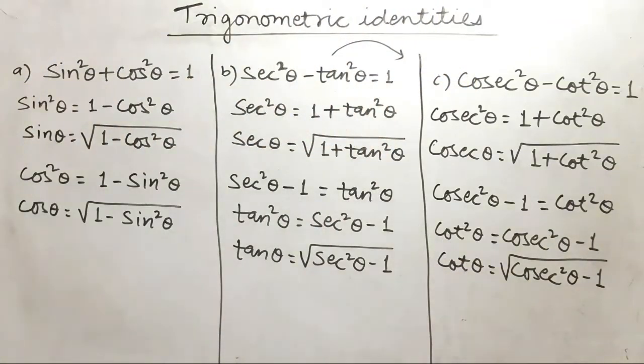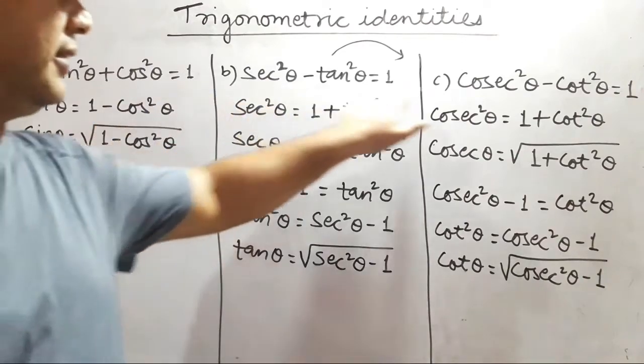So these are the list of formulae, that is, the list of relations which we obtained from the three main relations.